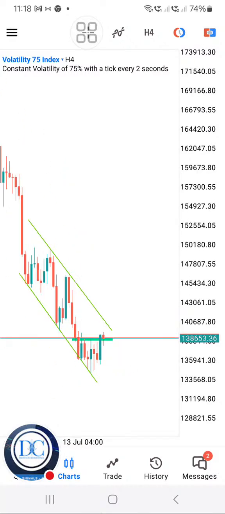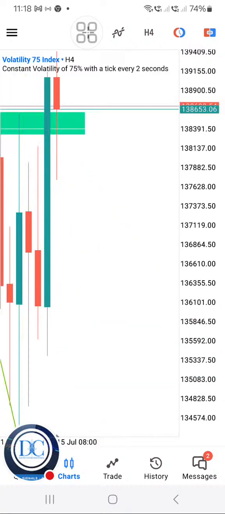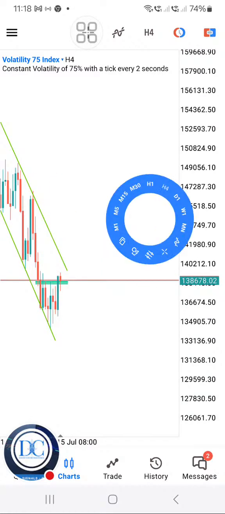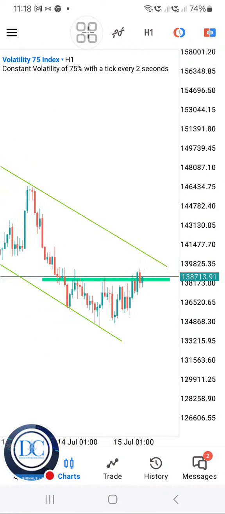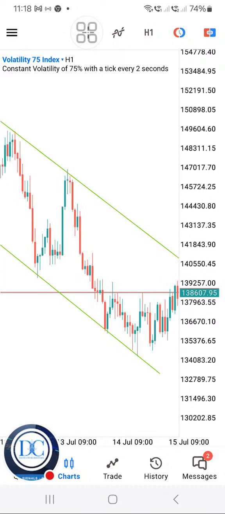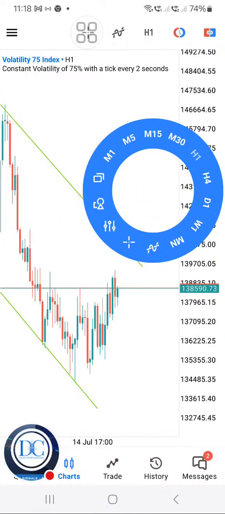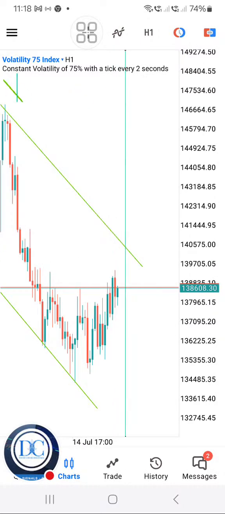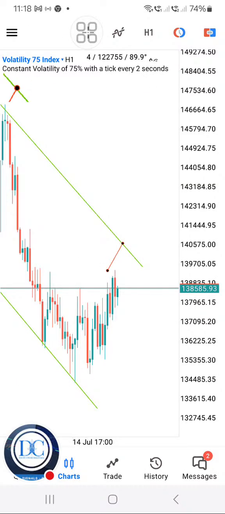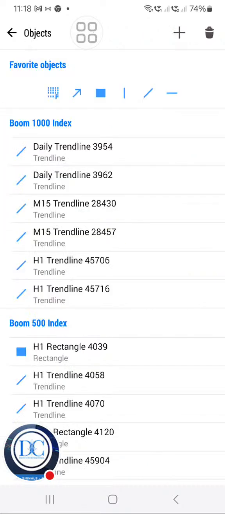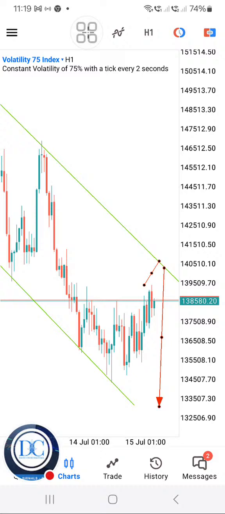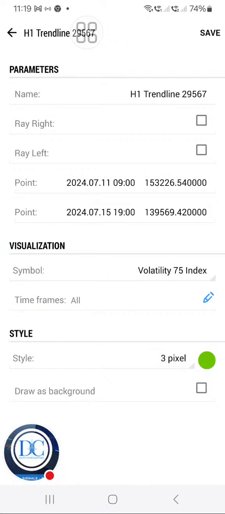Okay, so there's a channel here that VIX 75 is following. So I'm waiting for price to push up and come to the upper trend line. I'm not going to be buying VIX 75. I just want to sell. So what I'm going to be doing is this: I want price to push up, reach this trend line, and then drop from this trend line. So that's what I'm looking for here. I'm just waiting for this to play out.